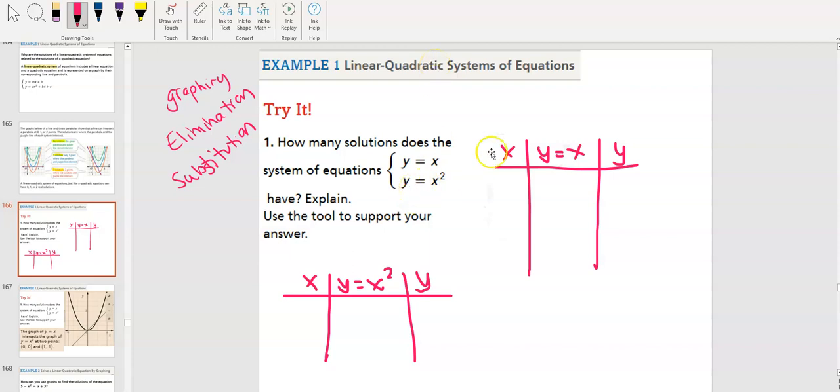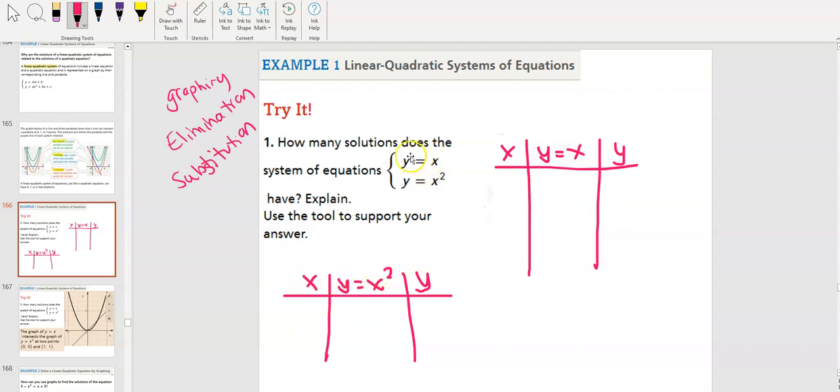So this is our try it. We're going to identify how many solutions this system of equations has. This y equals x is my linear equation, and y equals x squared is my quadratic equation. Explain and use the tool to support your answer. So basically there is a graphing tool, and you might have a graph in your student companion you can use. But what we're going to do is fill in these tables, one with my linear equation and one with my quadratic equation.